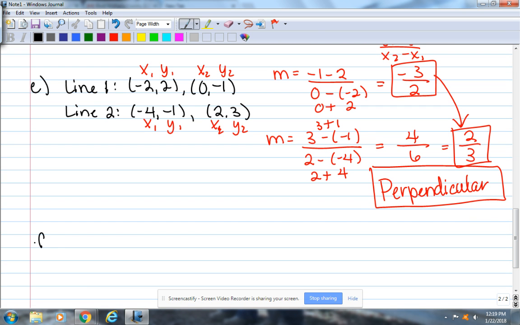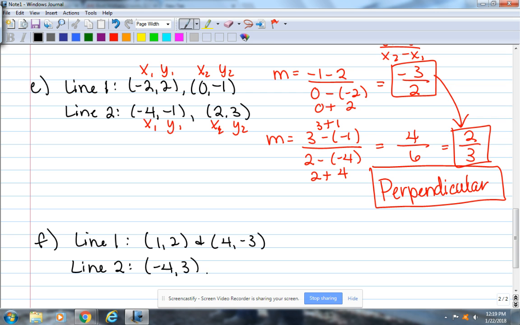And just to have one more example of that. So we have a line 1 with the coordinates 1, 2, and 4, negative 3. And a second line with the coordinates negative 4, 3, and negative 1, negative 2.